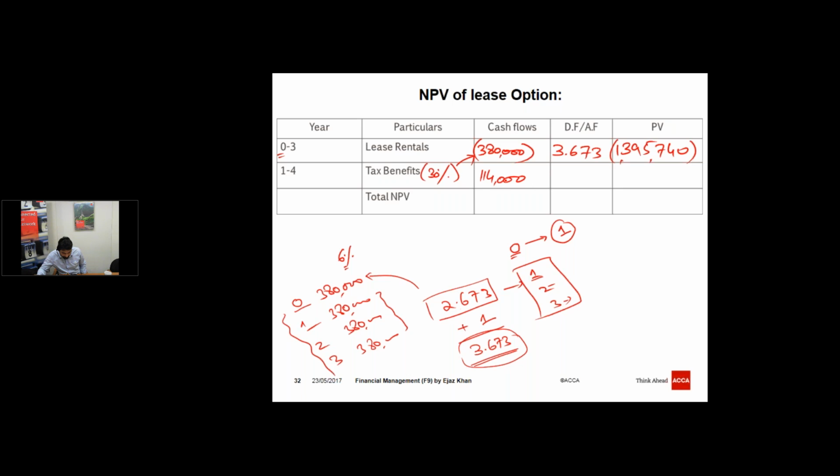Now, listen carefully. The very first lease rental is supposed to be paid at point zero. And since we pay tax in arrears, the very first tax benefit will be given to us after 1 year. So if the payment is at zero, the tax benefit will start from one because of arrears.